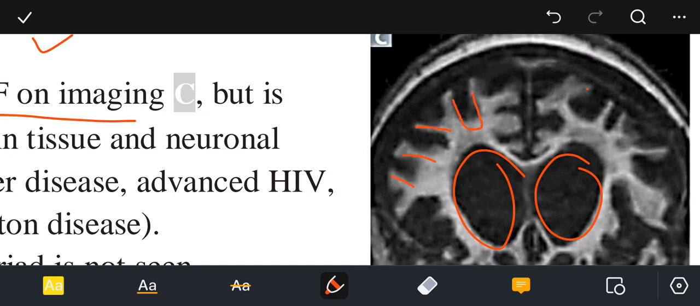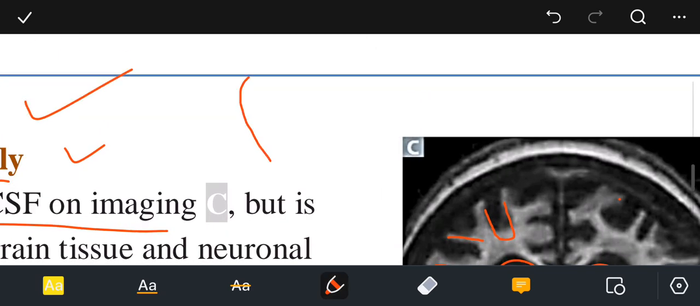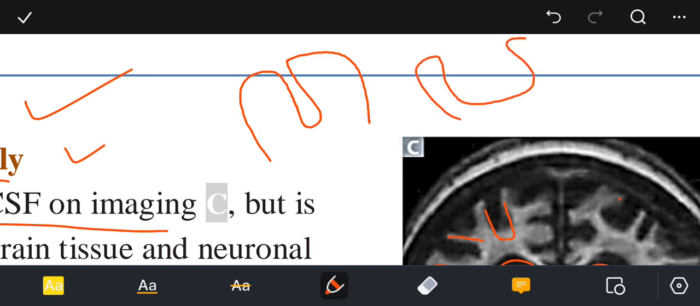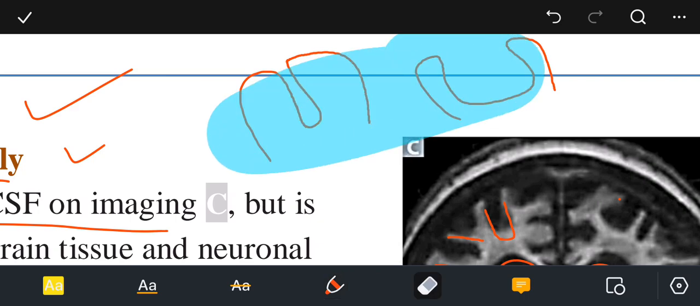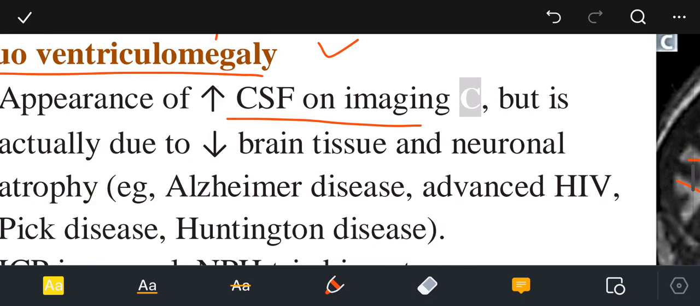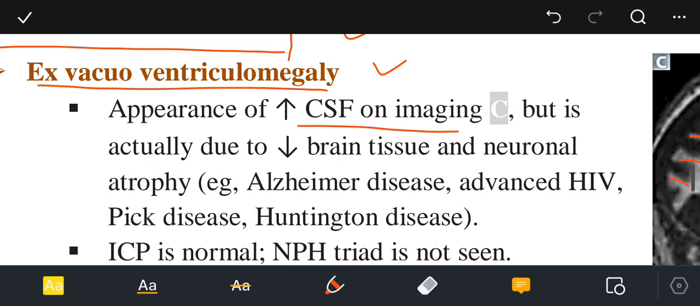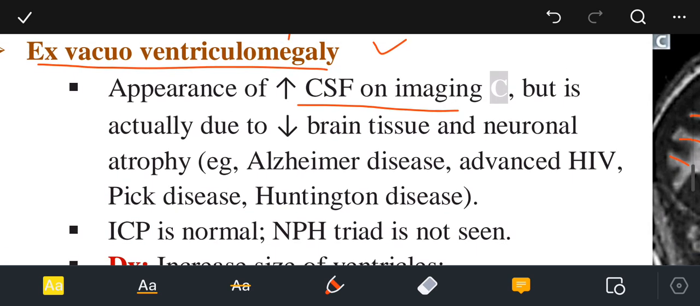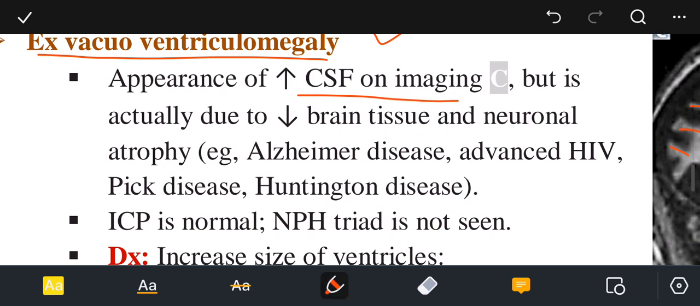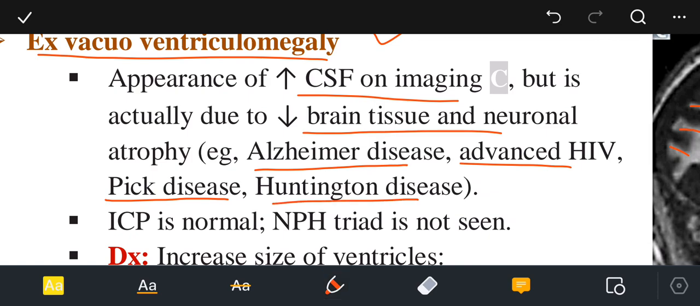Like the sulci and gyri, if I draw the brain like this, this indentation is called a sulcus, and this solid substance is called the gyrus. So in our picture, the sulci have widened and the gyri have shrunken. This gives us a picture of brain atrophy. So ex vacuo ventriculomegaly is the appearance of increased CSF in the brain, but it is actually due to decreased brain tissue and neuronal atrophy. For example, in Alzheimer's disease, advanced HIV, Pick's disease, or Huntington disease.